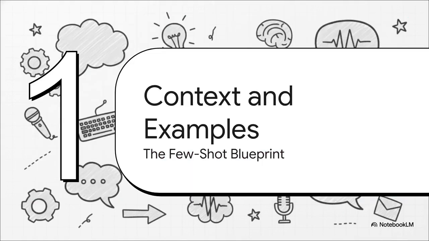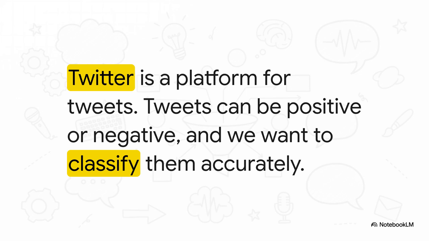Which brings us to section 3, context, instructions, and examples. This is where we create the few-shot blueprint. Now, as tasks get more complex, we have to start by laying down explicit context. We tell the AI directly, Twitter is a platform for tweets. Tweets can be positive or negative, and we want to classify them accurately. We aren't just assuming the AI knows our goals. We're setting the stage to eliminate all that guesswork, making absolutely sure it understands the environment of the data it's about to process.